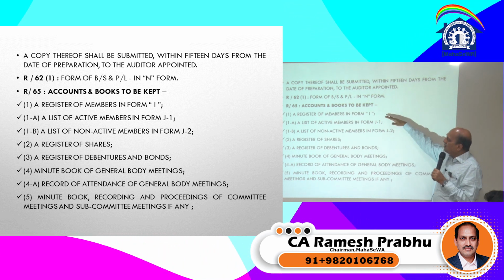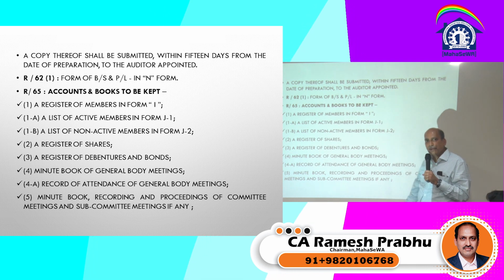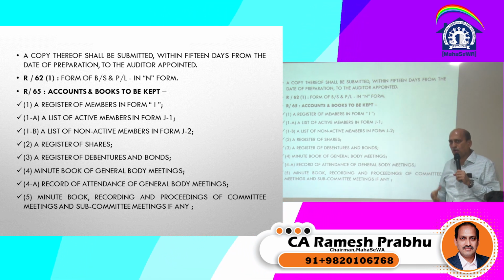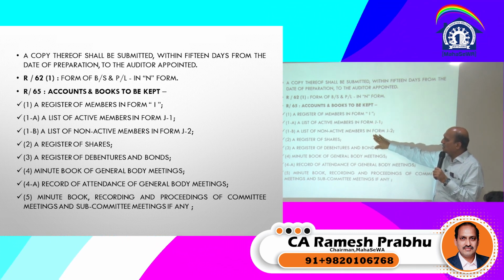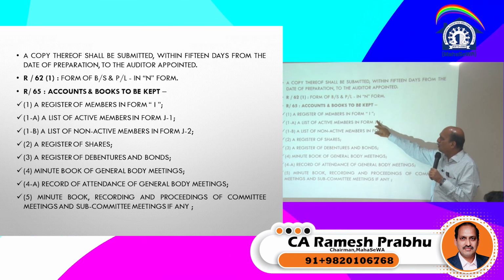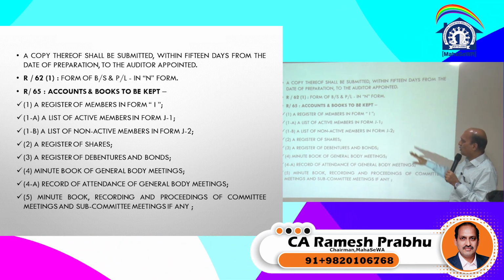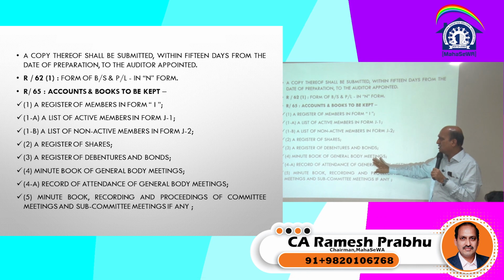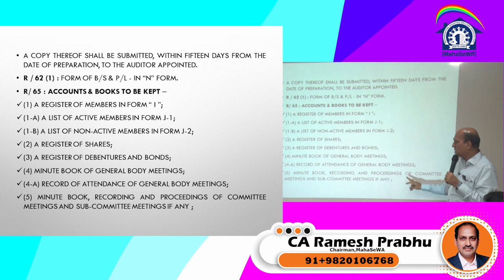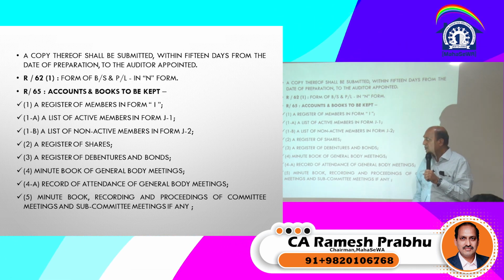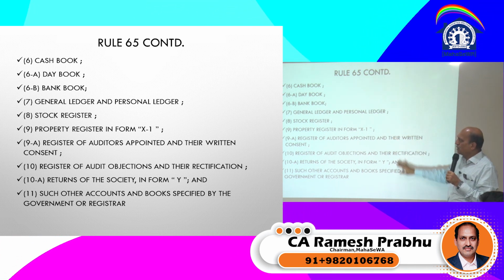Then rule number 65 talks about various books of account to be maintained, because the rules talk about what are the books to be maintained. Register of members in I form, list of active members in J1, the list of non-active members. Now only there will be J form, because J1, J2 is now done away with. Now active and non-active members is not there now. Register of shares, register of debentures and bonus, minutes book of the managing committee, general body, record of attendance of the general body meeting, minutes book recording proceedings of the committee meeting, subcommittee meeting, cash book, day book, bank book, general ledger, stock register, property register, register of records.